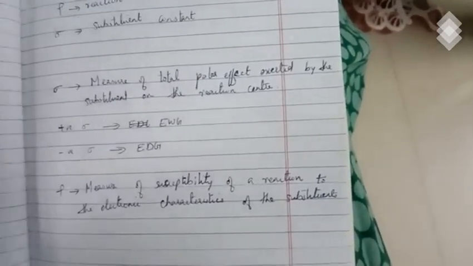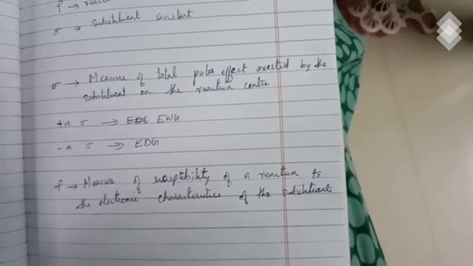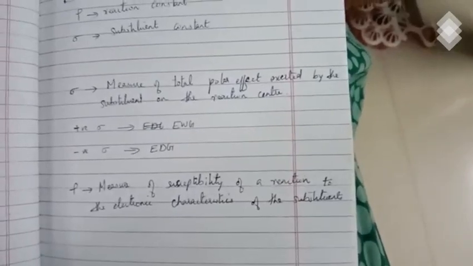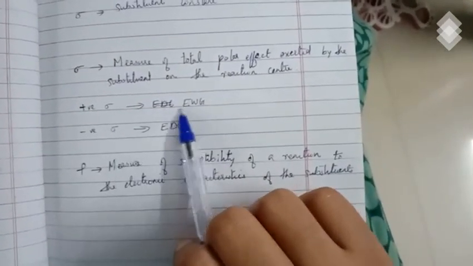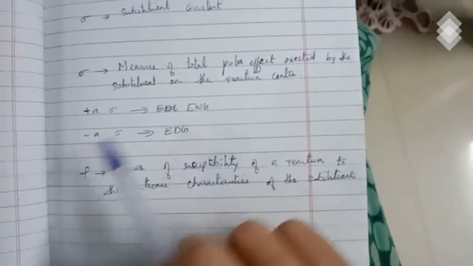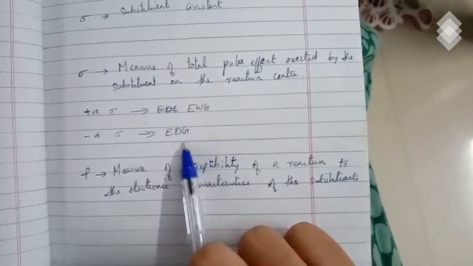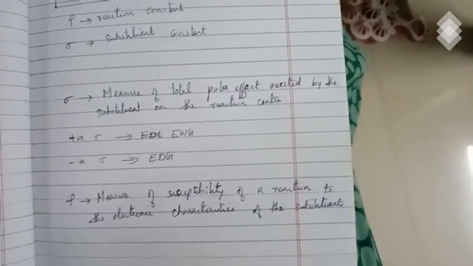What happens when an electron withdrawing substituent is replaced by an electron donating substituent, or a less electron donating substituent is replaced by a more electron donating substituent? That is studied in the Hammett equation. Only the polar effect, not the steric effect. That is why ortho substituents are excluded. So a positive value for sigma indicates the presence of an electron withdrawing substituent, and a negative value for sigma indicates the presence of an electron donating substituent. And rho is the measure of susceptibility of a reaction to the electronic characteristic of the substituent.